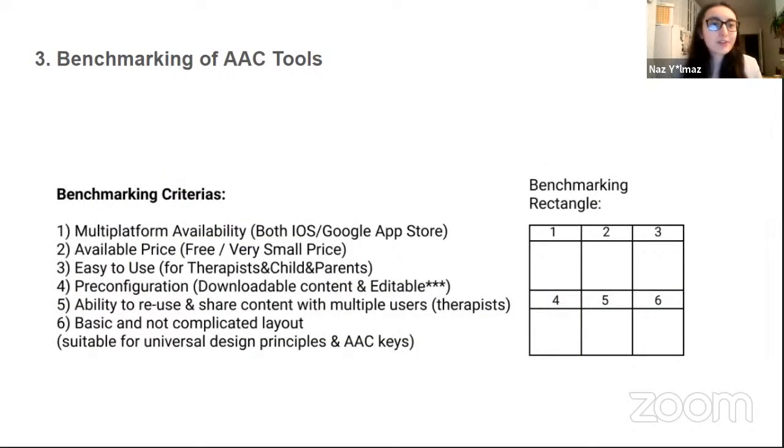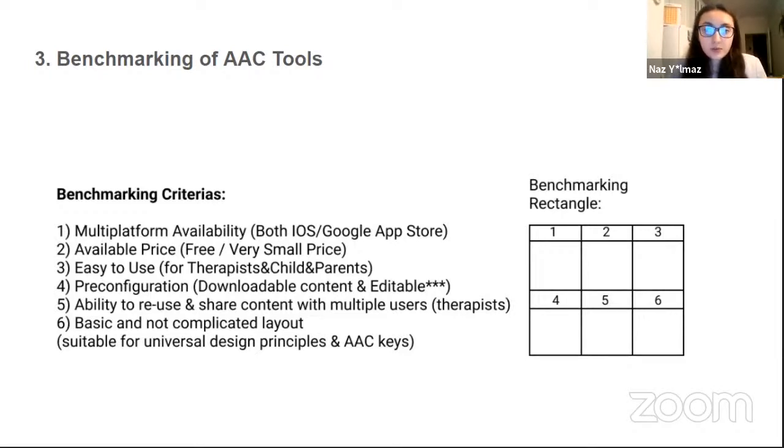Actually, our third part, benchmarking of AAC tools, was inspired by a master thesis prepared in 2013. I created a benchmark rectangle according to 6 criteria. You can find this thesis in the reference part also. Let me check these benchmarking criteria. First, platform availability. It should be available on iOS, and it should be free or very small price. Maybe it should also be open source.